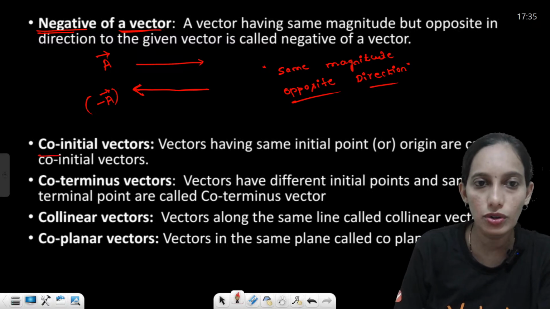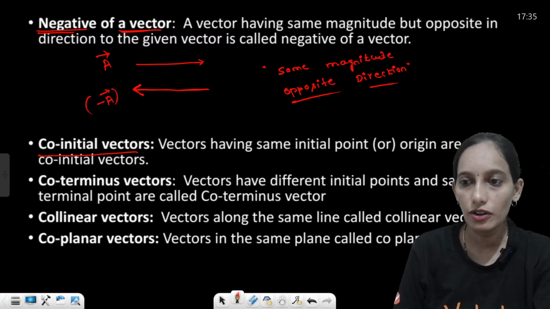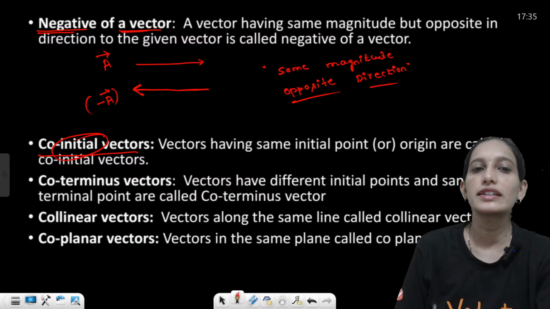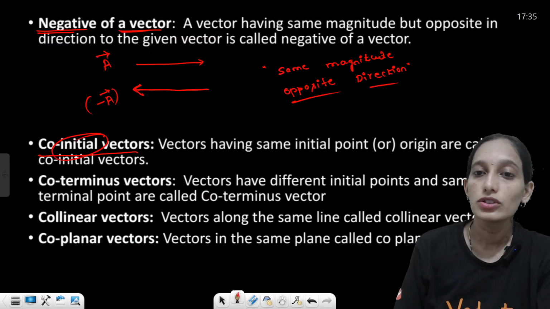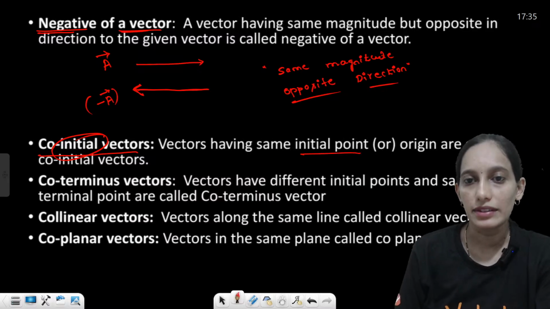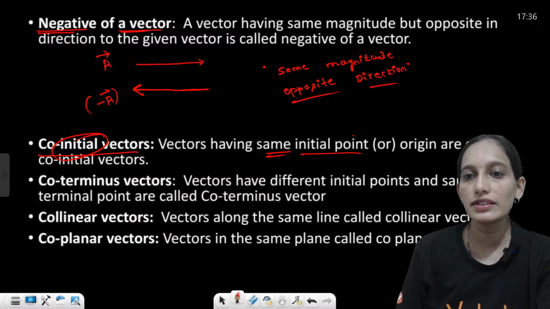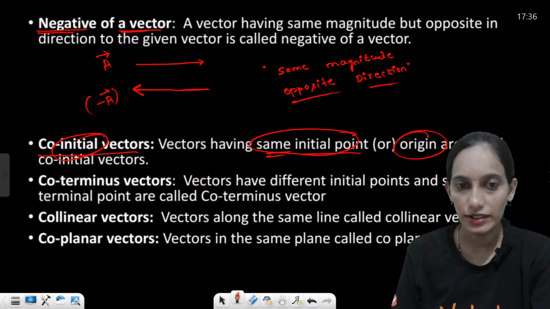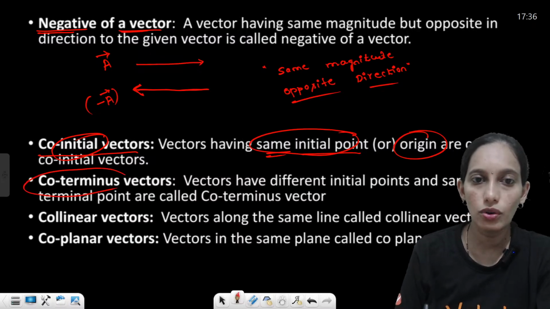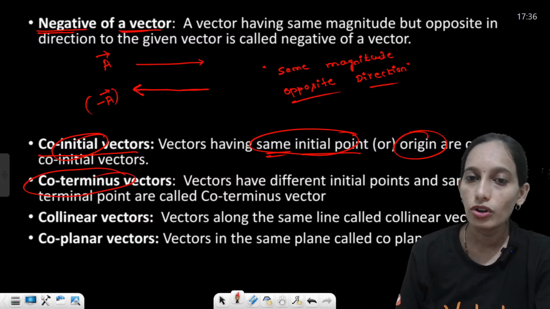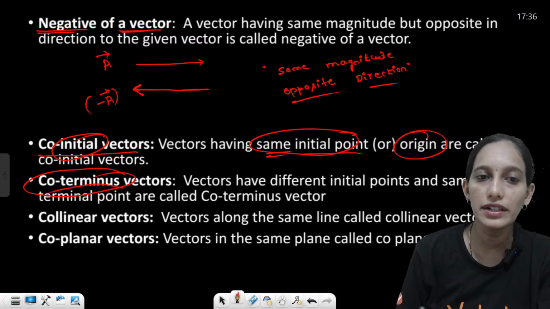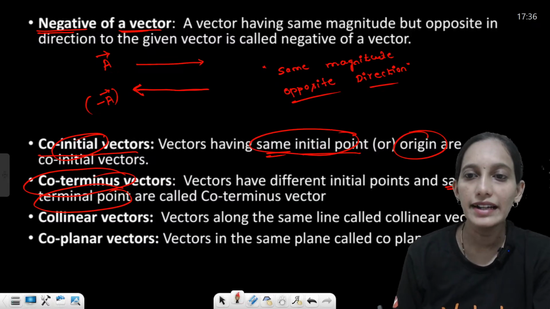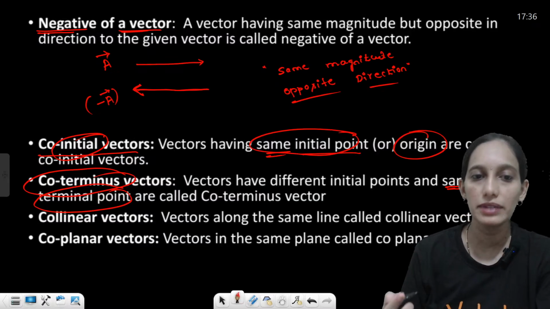The next is the co-initial vector. Here we get the word initial, which means the initial point is the same. The vectors which have the same initial point or origin are called co-initial vectors, okay. The next is the co-terminus vector. Co-terminus means their terminal point or ending point is the same. Okay, co-terminus vectors.